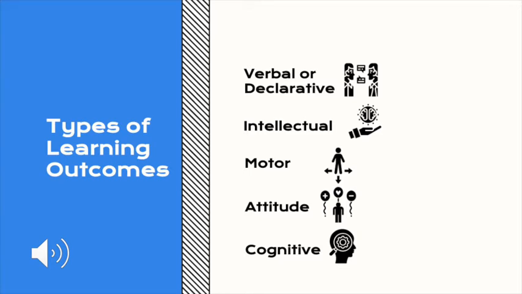Attitude requires a change in behavior. For example, changing your diet to eat nutritious foods. Cognitive consists of metacognitive knowledge. For example, select a study strategy to do well during the unit.